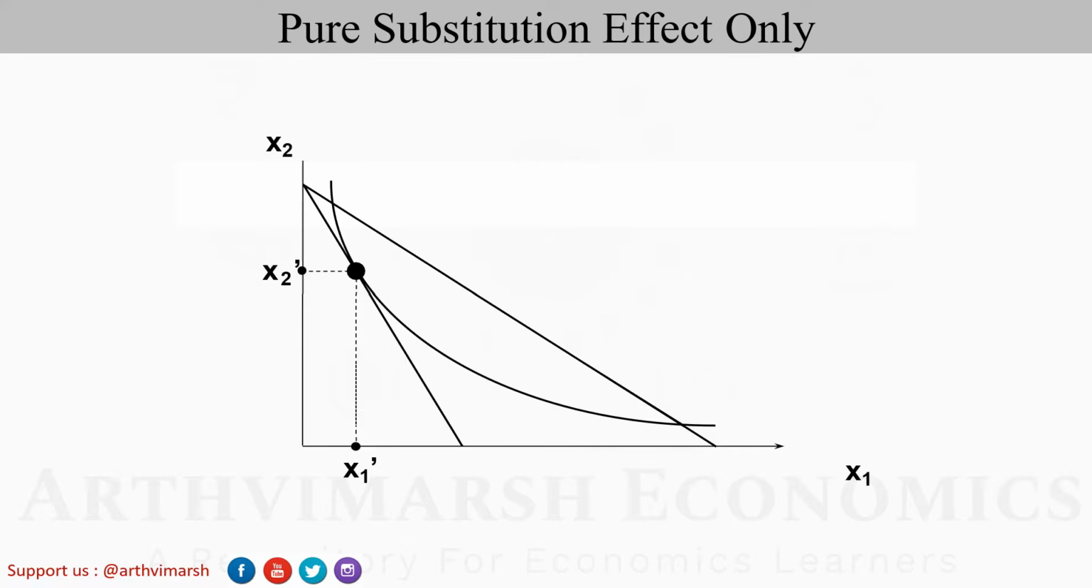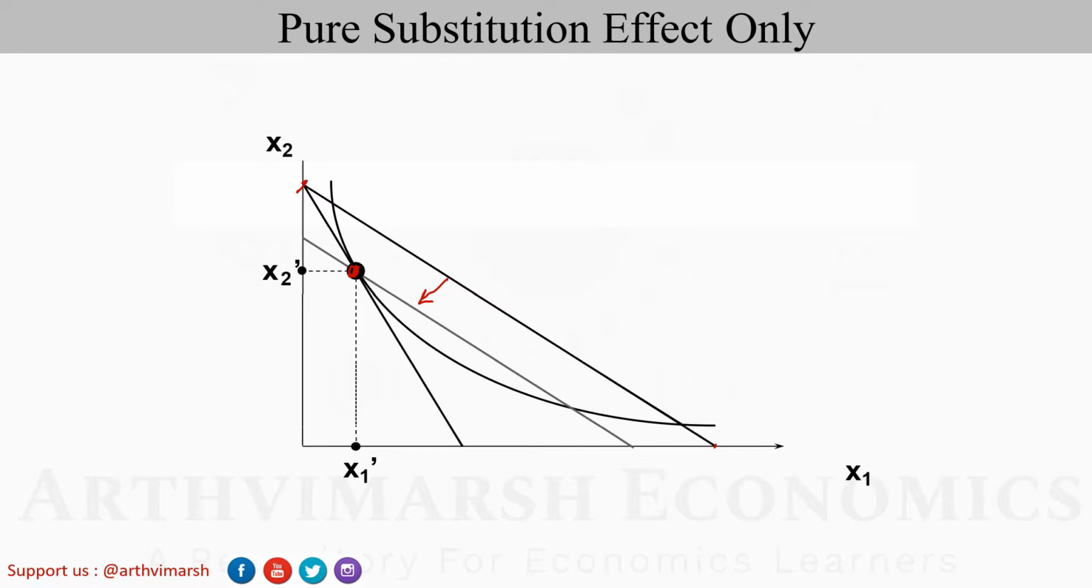As a consequence, the budget line rotates outwards. Now Slutsky asks how much the change in income should be for the consumer to get back to the original consumption bundle, which was here. So the new budget line is adjusted using the compensated variation approach. This approach basically asks how much compensation the consumer needs to revert back to the original bundle.